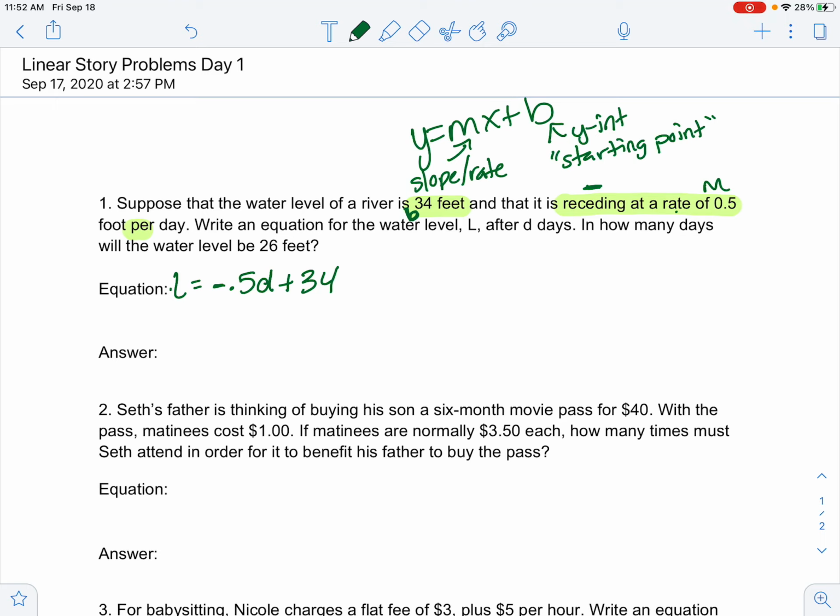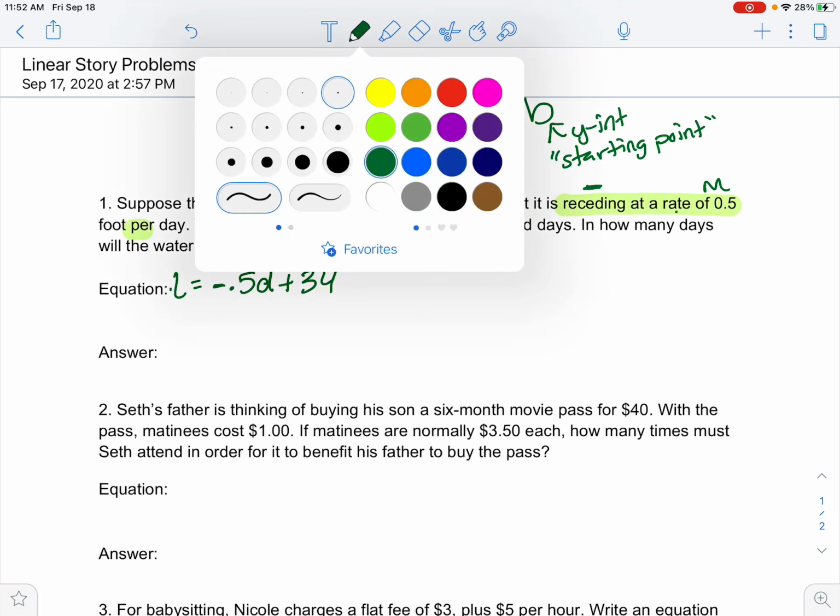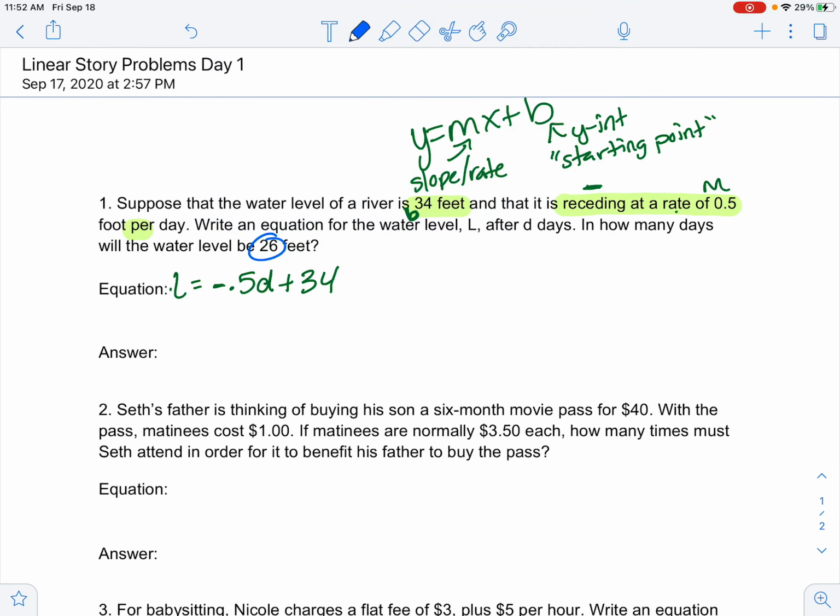Now from the last part, in how many days will the water level be 26 feet? All right, so we have that 26, right? Where's that 26 going to go? Is that the number of days or is that the water level? 26 feet, that would be the water level. We're trying to figure out how many days, so we're solving for D. So I'm going to plug that 26 in for L. We have 26 equals negative 0.5D plus 34.